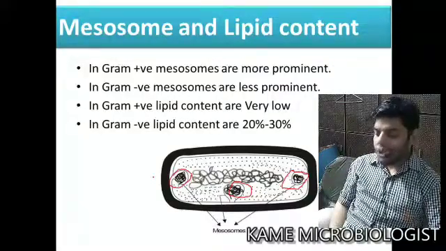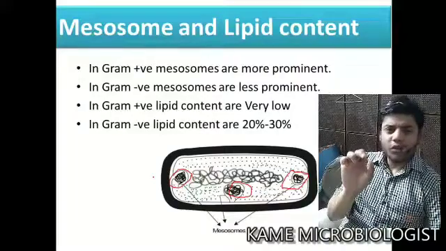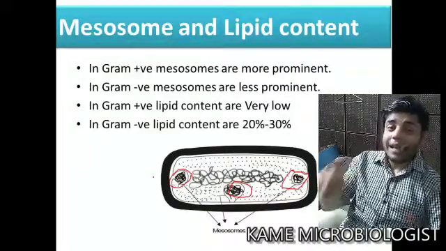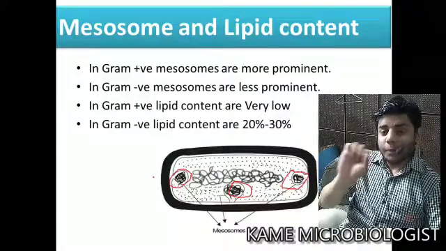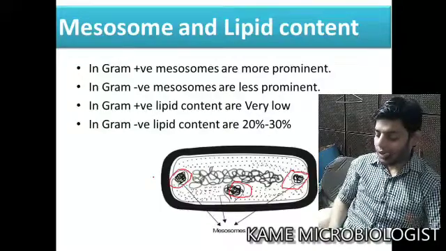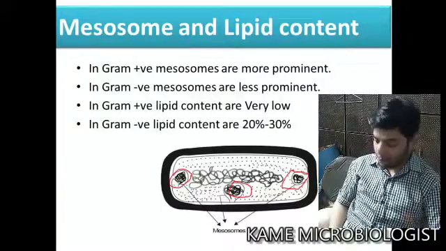In the case of gram-negative bacteria, the mesosome concentration is very low or less prominent. That's because in this case the peptidoglycan layer is very thin, or we can say the cell wall is very thin. That's why in this case the mesosomes are less prominent.